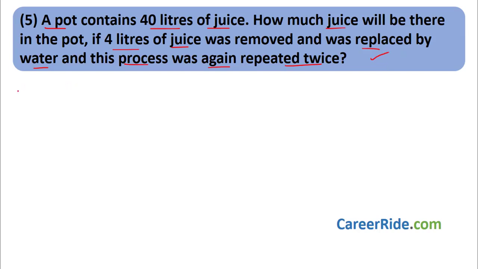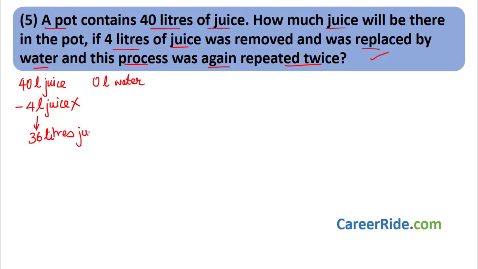First, there is a pot and it has 40 liters of juice. How much water is there? 0 liters of water. Now they remove 4 liters of juice. On removing 4 liters of juice, how much juice is left? 36 liters. Now the pot has 36 liters of juice.